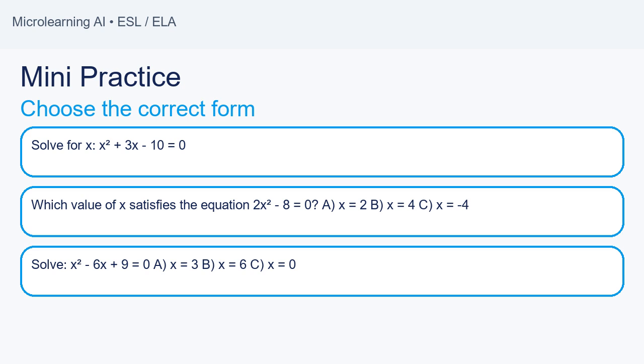3. Solve x squared minus 6x plus 9 equals 0. A. x equals 3. B. x equals 6. C. x equals 0. Answer A.